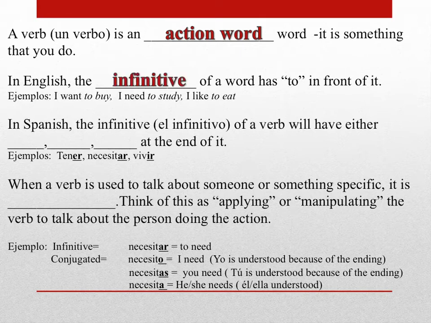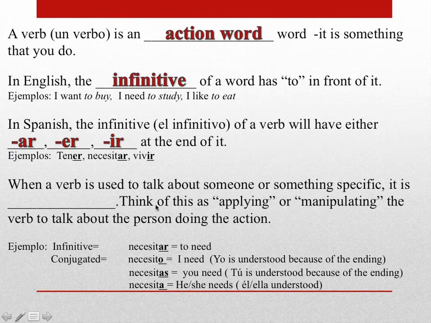In English, the infinitive of a word has to in front of it. Ejemplos are I want to buy, I need to study, I like to eat. To buy, to study, and to eat are the infinitives. In Spanish, the infinitive or el infinitivo of a verb will either have AR, ER, or IR at the end of it. Here are some examples. Tener, necesitar, and vivir. ER, AR, and IR. These are the infinitives. In English, to is in front of it. In Spanish, they end one of these three ways.